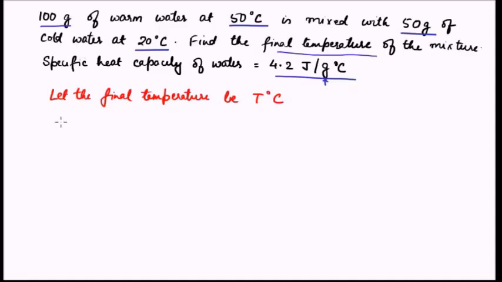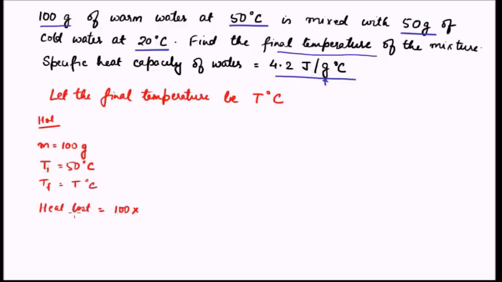Now, what do we have? We have the hot scenario. The mass is equal to 100 gram. The temperature of the hot water is equal to 50 degrees Celsius. And we know that the final temperature is T. So the heat lost will be equal to mass, 100 grams, multiplied by the specific heat capacity of water. Since the hot thing is water and the cold thing is also water, we will use the specific heat capacity of water in appropriate units. What is the appropriate unit? Here, since we have mass in gram, specific heat capacity should also be in grams, which is already provided.